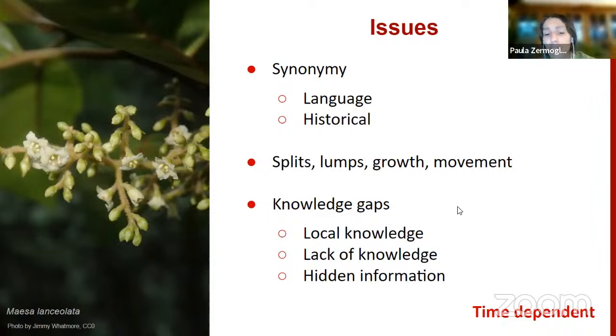And then another set of issues have to do with knowledge gaps. And knowledge gaps can be related to local knowledge, meaning that there might be a lot of knowledge in a particular place about that place, but that knowledge does not reach other spheres. There is also sometimes complete lack of knowledge. And there is also the issue of hidden information. And this can be for many different reasons. We're going to go into each of these topics in particular.